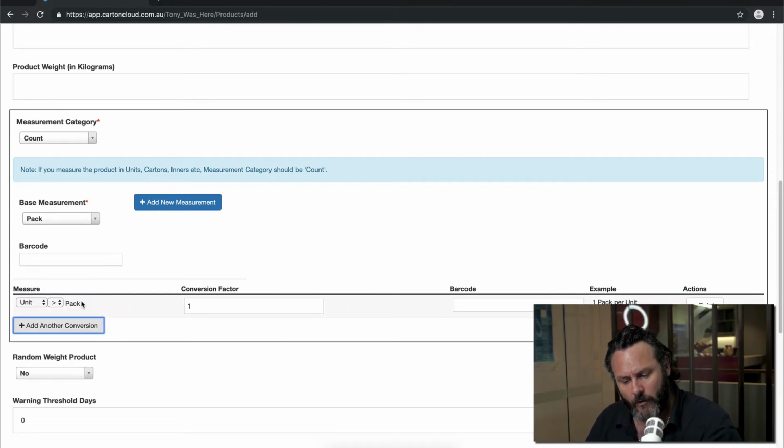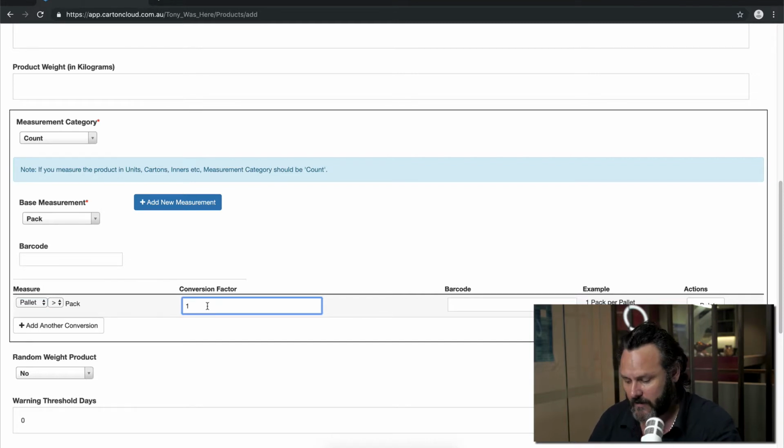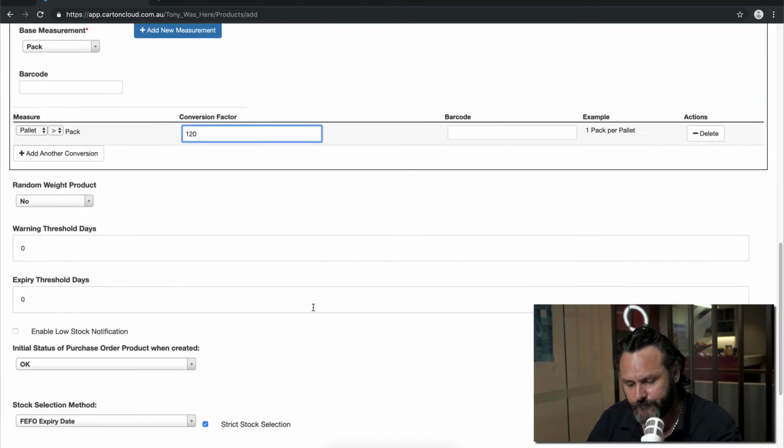I'm going to go in and put in a conversion factor. And what I'm going to say is that my next conversion up is a pallet. And then it says, what is the conversion factor? So in other words, how many packs are you going to get onto this pallet? And I'm going to say for this one, I'm going to get 120 packs onto the pallet.